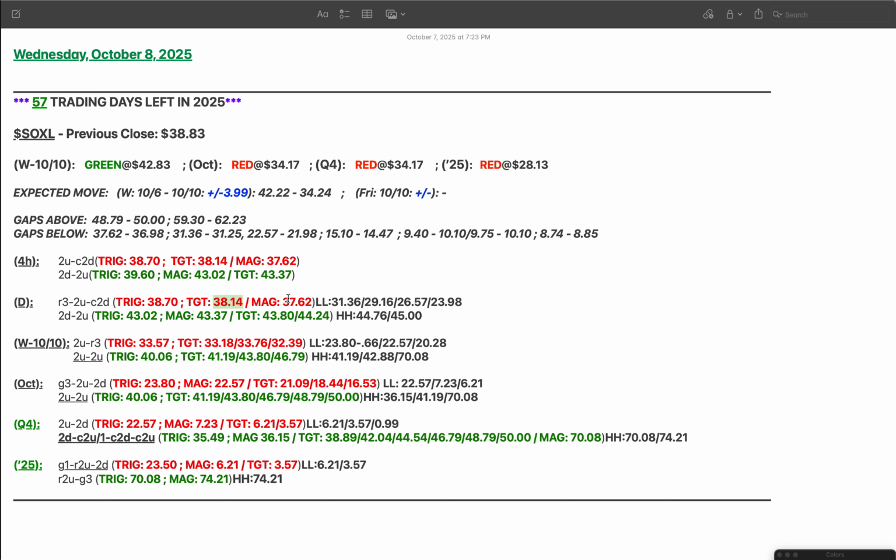But if it were to make the full move, again, that magnitude is 37.62. To the upside, that would be a 2 down, 2 up. Again, not a lot of magnitude on that, triggering at 43.02, but it would have had to fight back all the way from 39.60. So couldn't expect too much more on the day at that point, but the magnitude would be 43.37 for that move. Extended targets of 43.80 and 44.24.